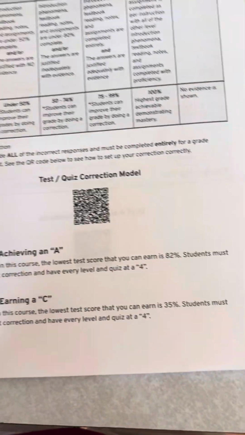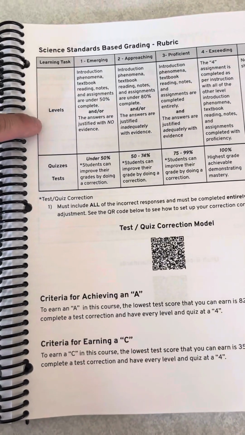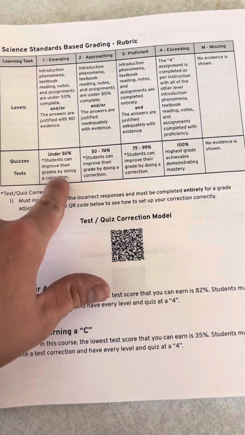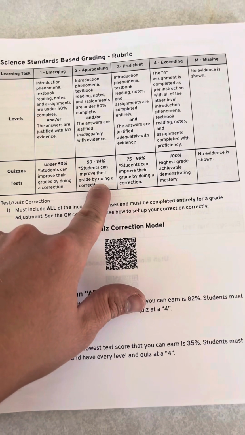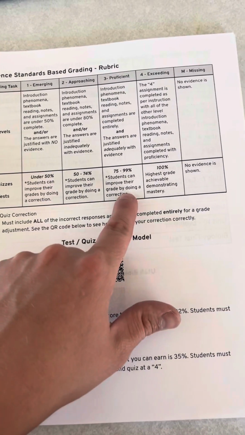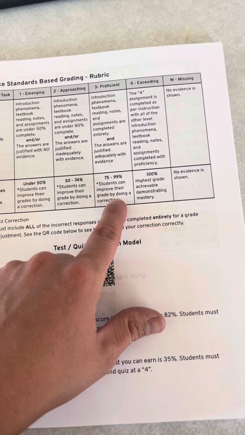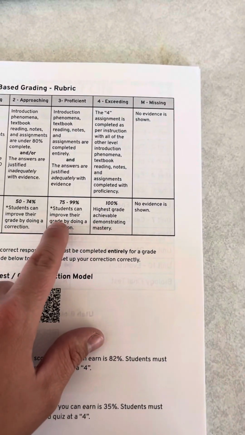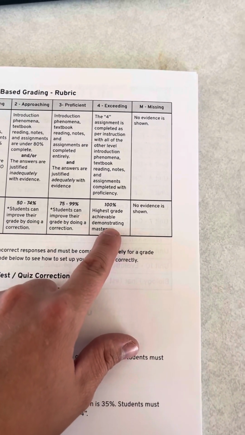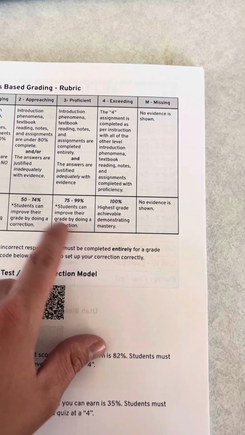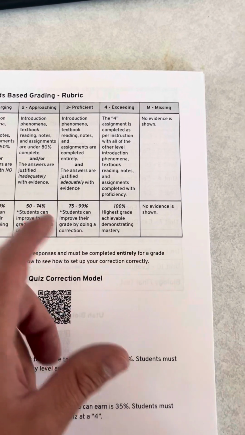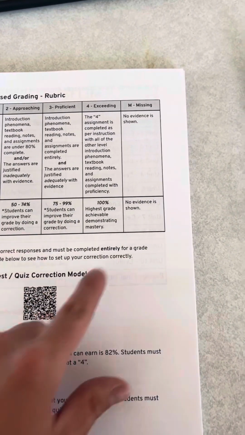All right, and so right here I've got my rubric listed out, showing how I grade their work. On quizzes, if they're under 50, they're a 1. Between 50 and 74, they're at approaching. Proficient gets kind of gray when you do the math, but if they're at 100%, they're exceeding the goal, okay? And if they're at 75 to 99%, then they are approaching perfection, basically.